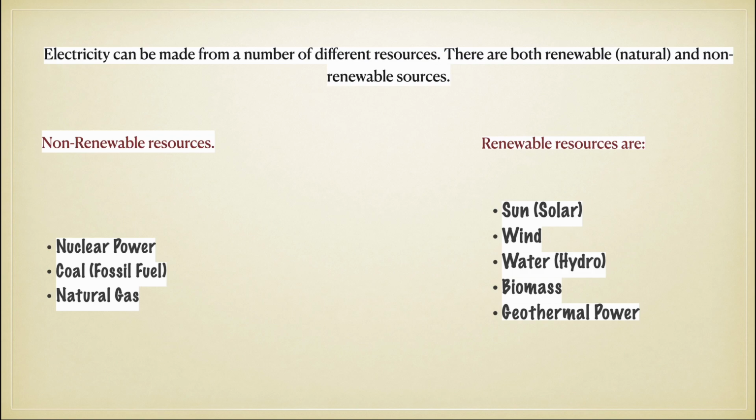Electricity can be made from a number of different resources. There are both renewable and non-renewable resources. Examples of non-renewable resources would be nuclear power, coal, and natural gas. And examples of renewable sources are sun, wind, water, biomass, and geothermal power.